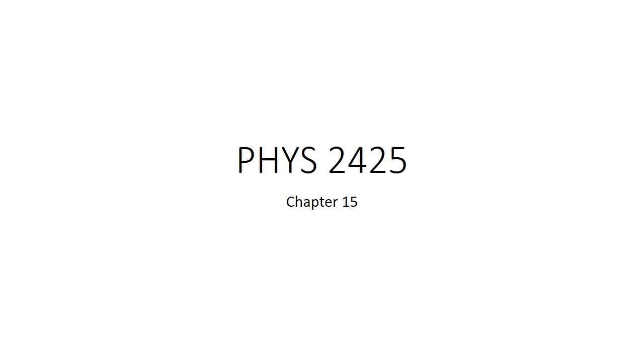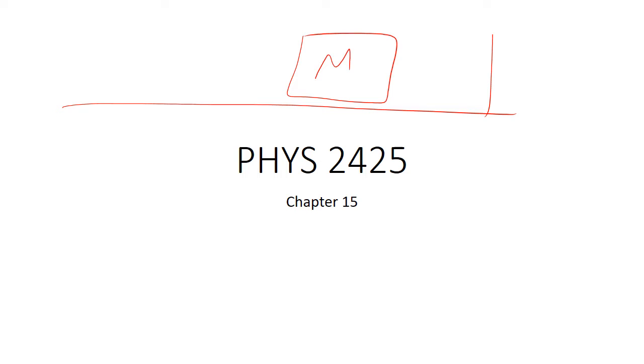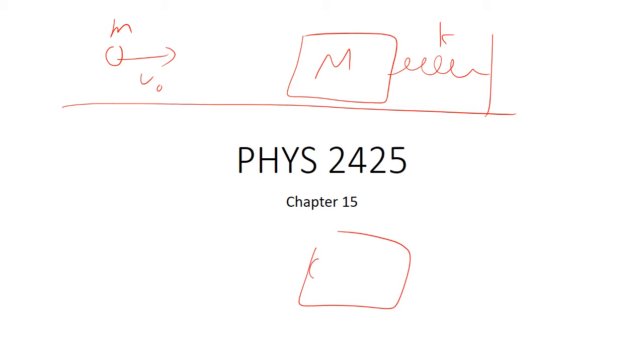So let's consider a problem in which we have a mass M connected to a spring constant K, and we have a small mass, little m, moving with some initial V naught. What happens is the little m hits the big M, and now we have a collision. When it collides, it pushes on the mass and squeezes the spring, and so now the spring is going to start oscillating back and forth.